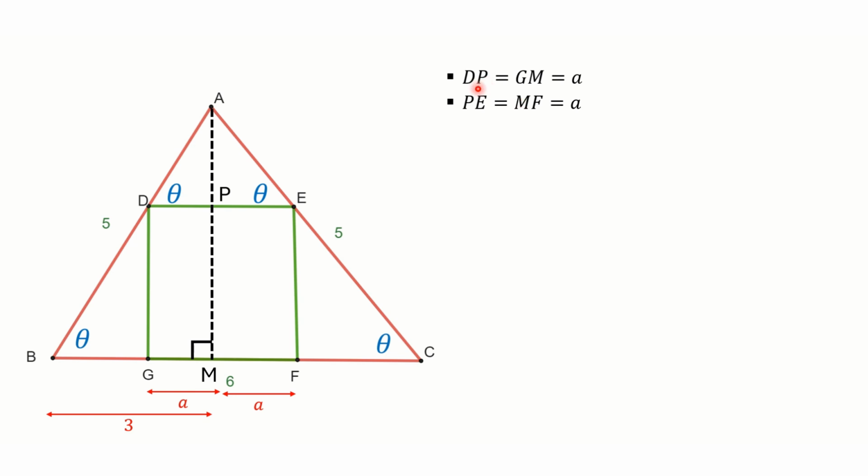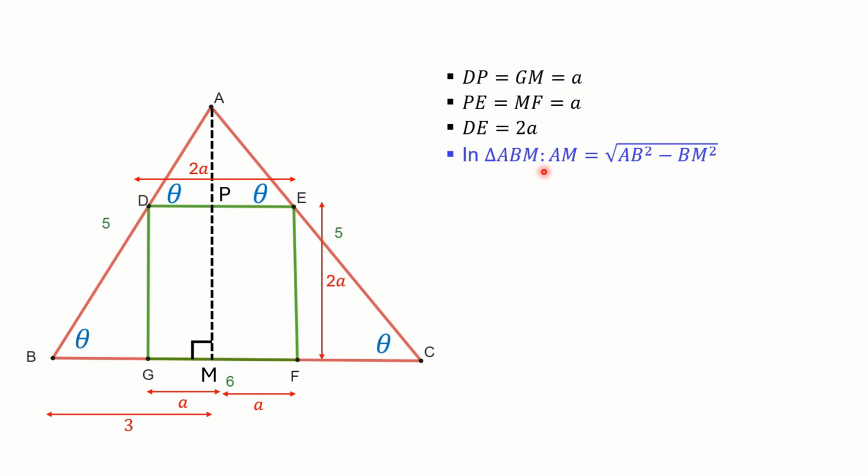So now I know DP is equal to ZM is equal to A, and PE is equal to MF is equal to A. Now what is this total distance? DE is equal to 2A because this is A and this is A. So this distance is equal to 2A. Now this is a square, so if this side is 2a, this side is also equal to 2a.